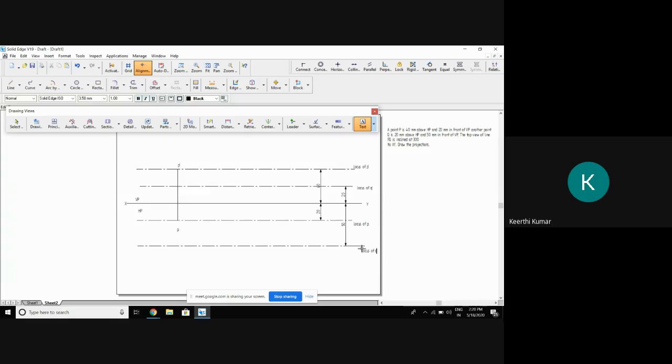Locus of Q. Okay. Draw the top and front views of P and Q. Draw the top view of the line PQ. The top view of the line PQ is inclined at 30 degrees to the XY line. That means where? Can you tell that? Whatever the condition given, it has to be shown in HP. Correct? So draw the line.